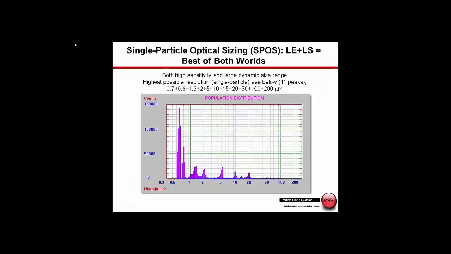This is showing the accuracy and the high resolution capabilities of this technique. This is showing 11 different standards run at the same time across the dynamic range shown here. If we blew up this plot, we could show the peaks at 100 to 200 microns. There's really no other technique that has a combination of this broad dynamic range, high accuracy, and high resolution to be able to pick out all 11 peaks like this.